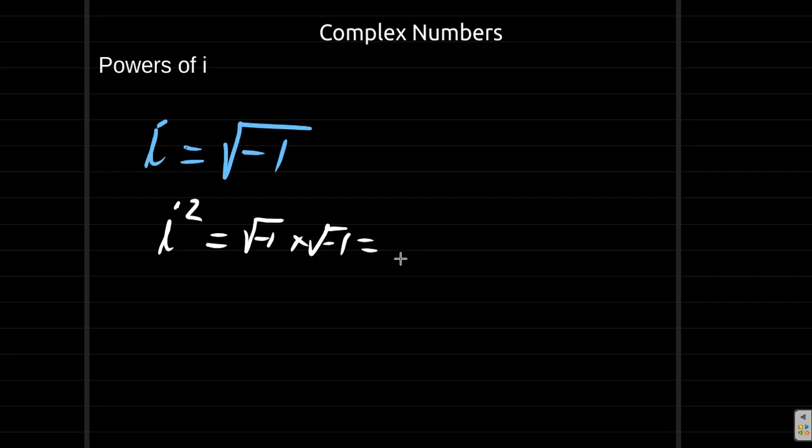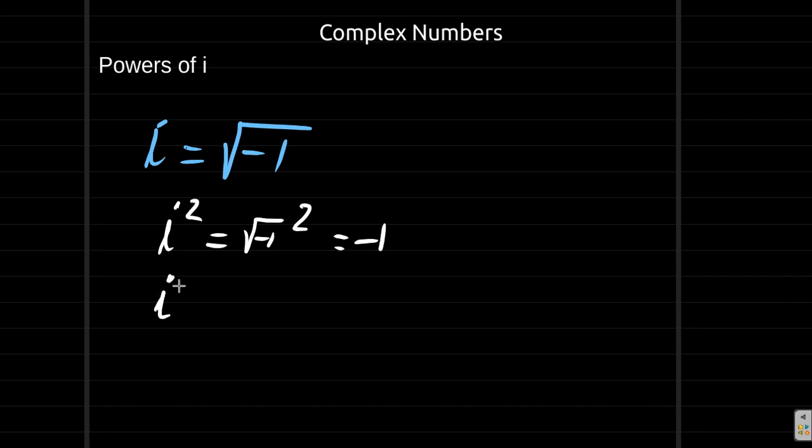Now, here, when you consider this, you remember that when you find the square root of a number and then square what you get, you effectively get back the same number. So the square root of -1 squared is going to be -1. So therefore i squared is -1.